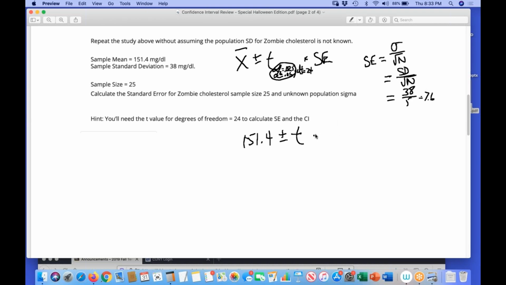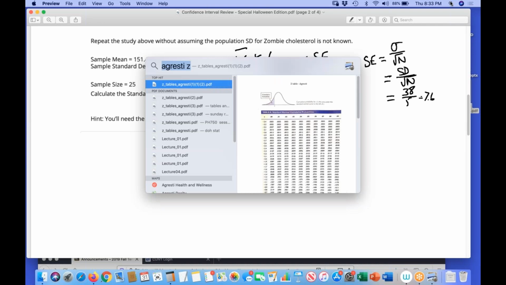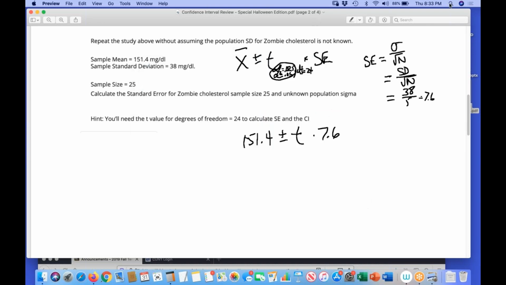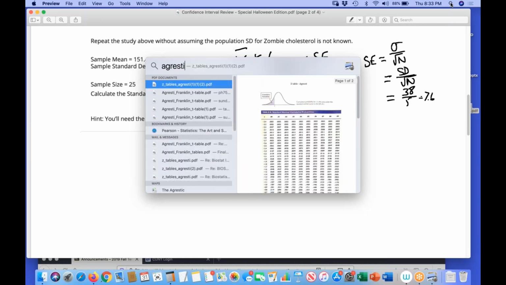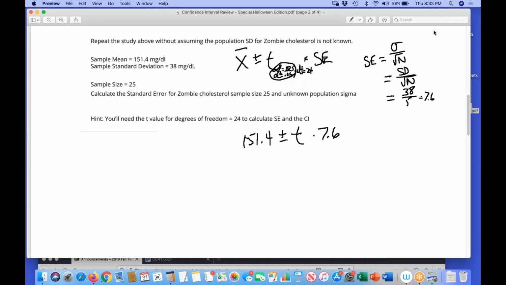Just came out that way by chance. So we still have to use T, right? Times 7.6. Now, what do we use for T? We have to go to a table to look up what T has to be, okay? And T is going to depend on the sample size, degrees of freedom, and on what kind of risk we want to take with our confidence interval. So I'm going to use the Agresti table. You can use the one in the book. It doesn't really matter. They're all the same table in the end.